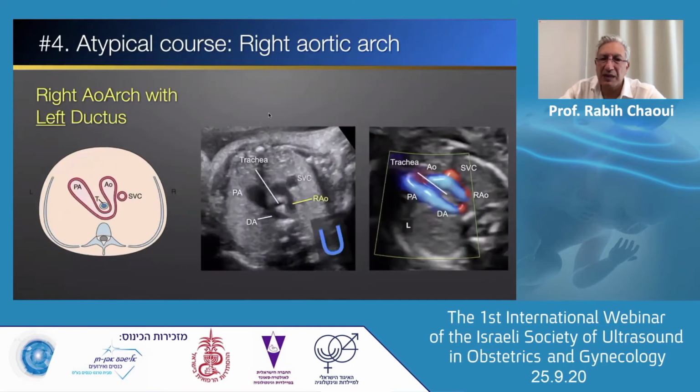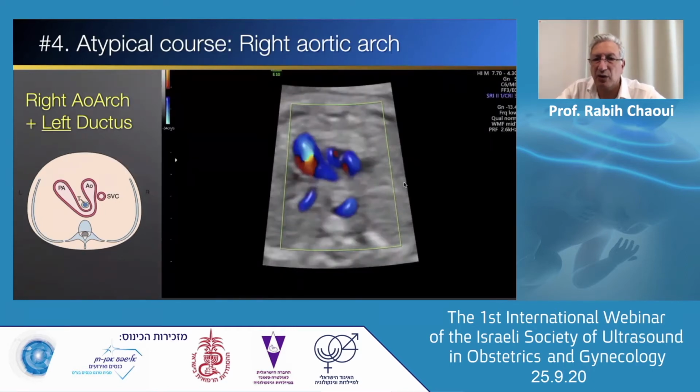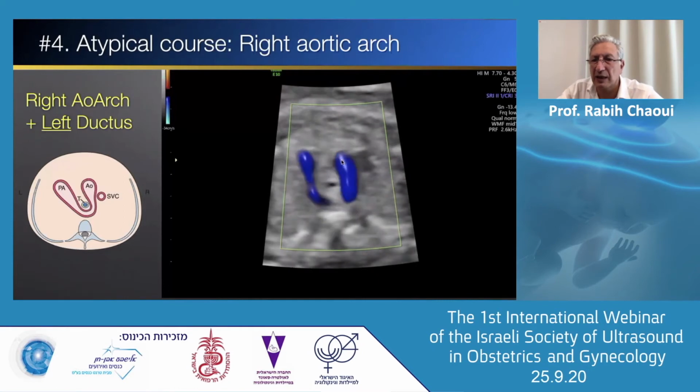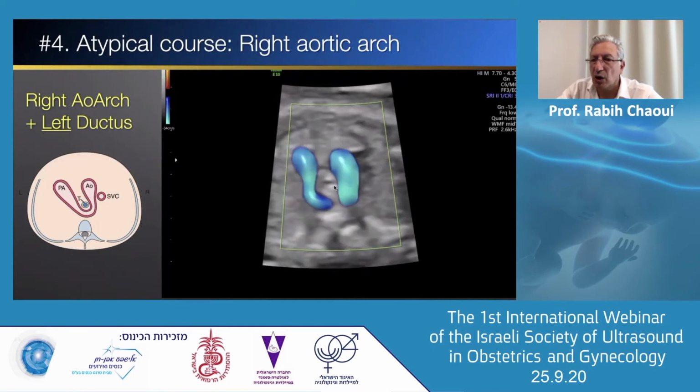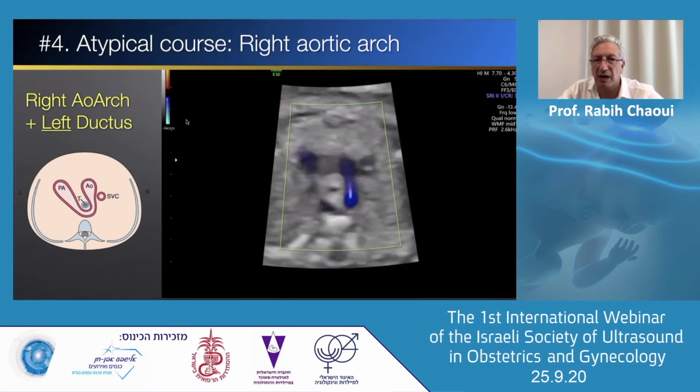So this is probably the most common condition we see. One out of 1,000 fetuses may have what you call the U sign, the letter U sign, with the right arch and the left ductus arteriosus. And here is how it looks. So you see the right arch, the left arch, and the tissue between them where the trachea and the esophagus are found.